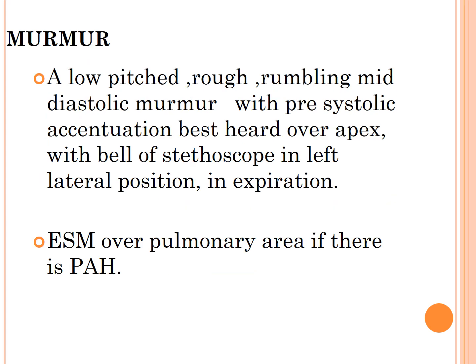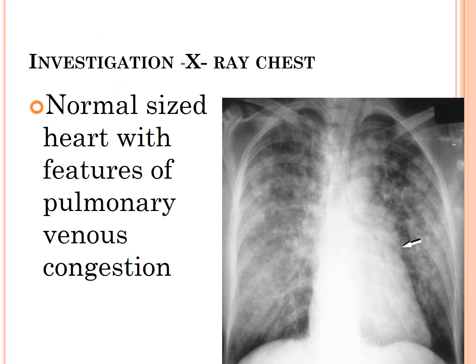And the murmur you hear in mitral stenosis is the typical low-pitched, rough, rumbling mid-diastolic murmur with pre-systolic accentuation. It is best heard over the apex with the bell of the stethoscope in the left lateral position and in expiration. An ejection systolic murmur over the pulmonary area can be heard if there is pulmonary artery hypertension.